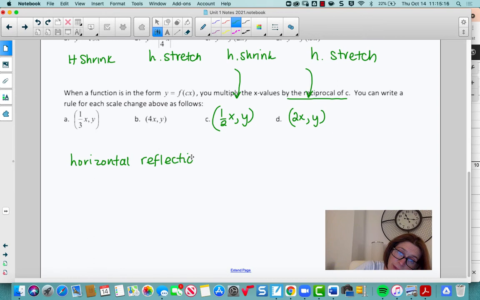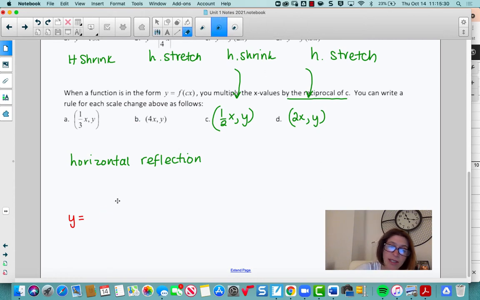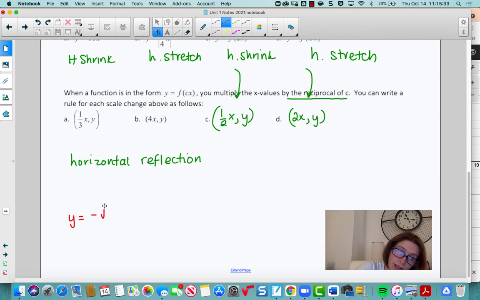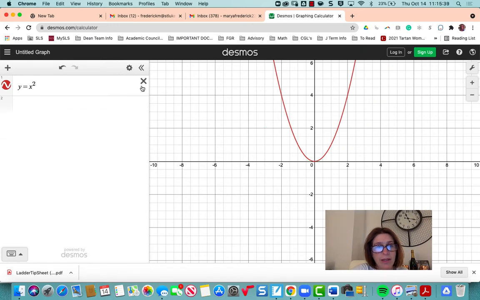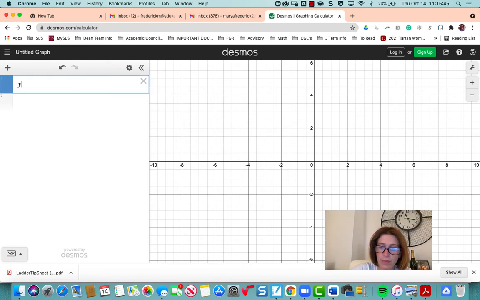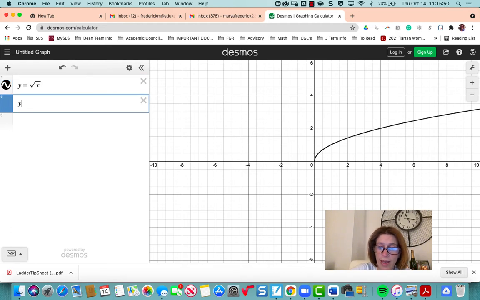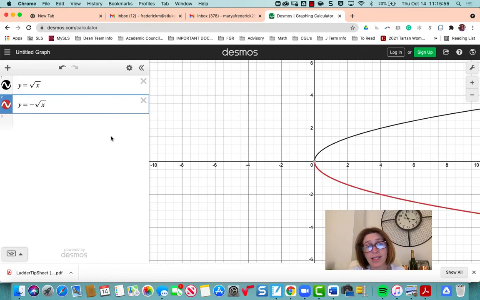Okay, so as a reminder, a vertical reflection, so over the x-axis, would be something like this. Okay, now let's look at how this might change, or actually let me use a different function. Let me use this function, y equals square root of x. Okay, so I'm going to go back to Desmos because I really want you to see what's happening. So we have y equals square root of x, and then when I put y equals negative square root of x, we reflected it over the x-axis.